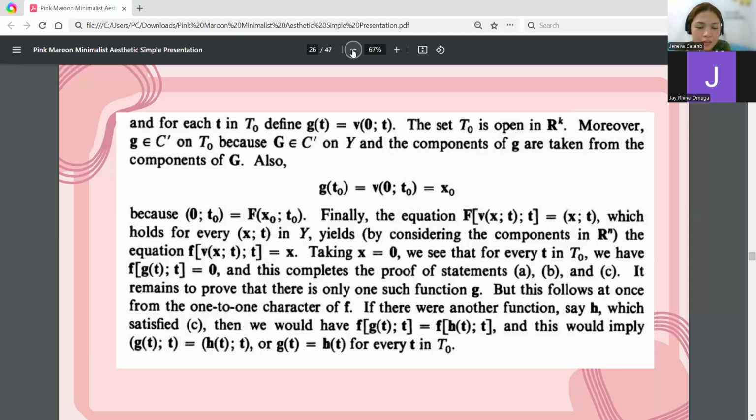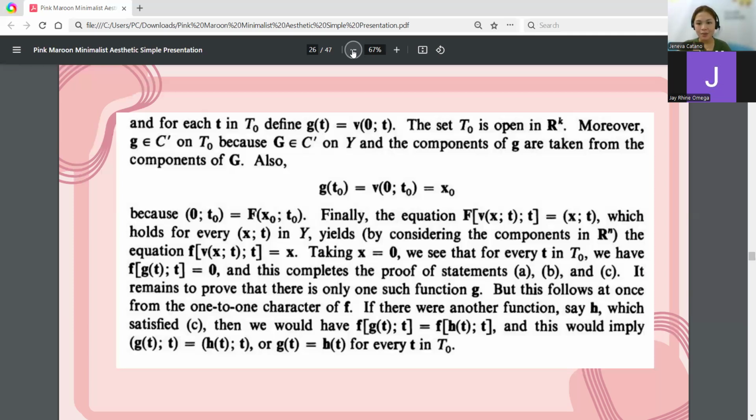the equation f(v(x, t), t) = x. Taking x = 0, we see that for every t in T₀, we have f(g(t), t) = 0. I am not really sure how to read this one, because I am not really sure how to read mathematical symbols. And this completes the proof of statements A, B, and C.